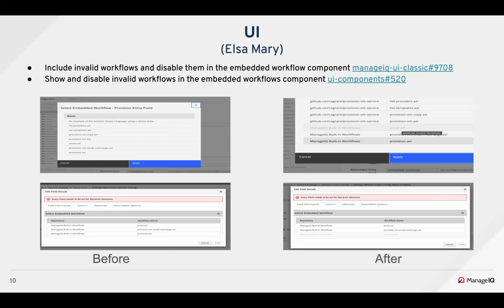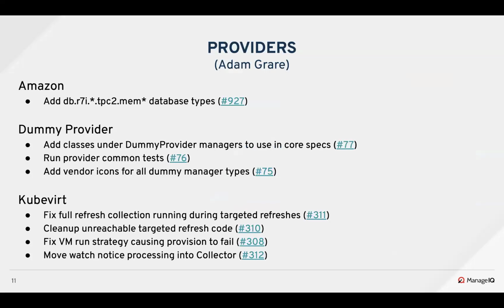Also for the embedded workflow component, now it also includes invalid workflows and it will be disabled or grayed out. And the tooltip will also mention that it is an invalid workflow. And it also applies to the embedded workflow component in the dialog editor. So that is the screenshots below. Next slide. Yeah, so that's all for UI.